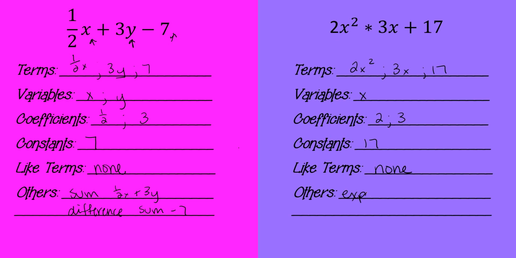I do have an exponent again, and this time I spelled it right, so we're on the right track. And I have a product, and my product is going to be 2x squared times 3x. And then I also have a sum, and that's going to be that product, and I'm adding 17 to it.